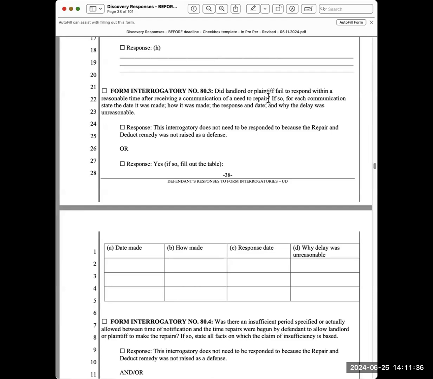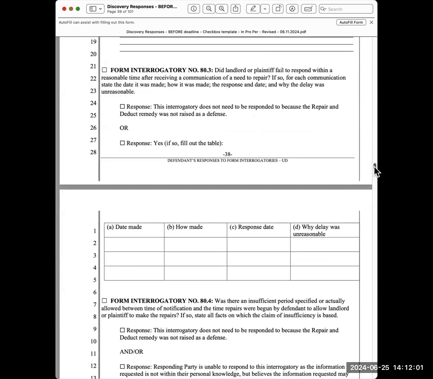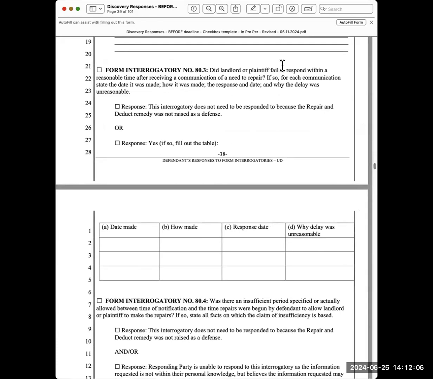And the question is, did the landlord or plaintiff fail to respond within a reasonable amount of time after receiving a communication of a need to repair? Meaning, you've notified the landlord about a repair that's urgent, and you're willing to take on the repair yourself, but the landlord isn't responding, isn't giving you, yes, you can do it. Yes, I'll allow you to deduct it from your rent. Yes, I agree to the amount. If the landlord isn't responding in a reasonable amount of time, you're going to fill out this chart. Doesn't apply to you, check here and go on to the next question.